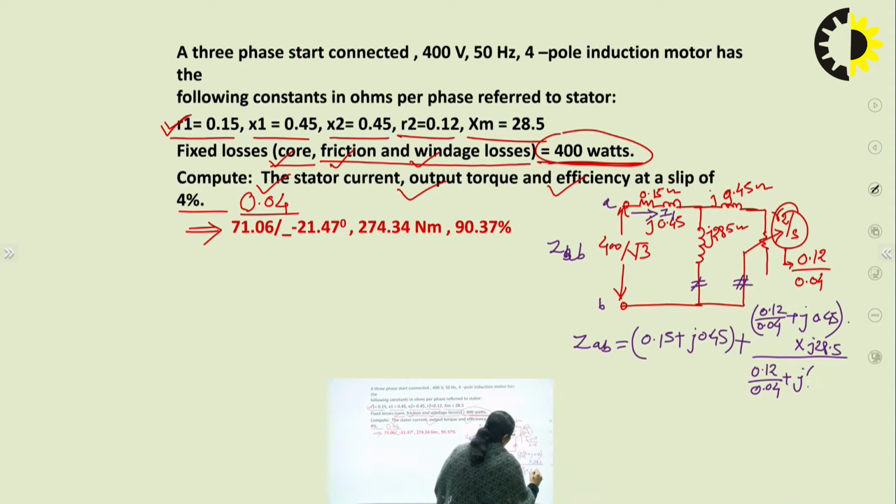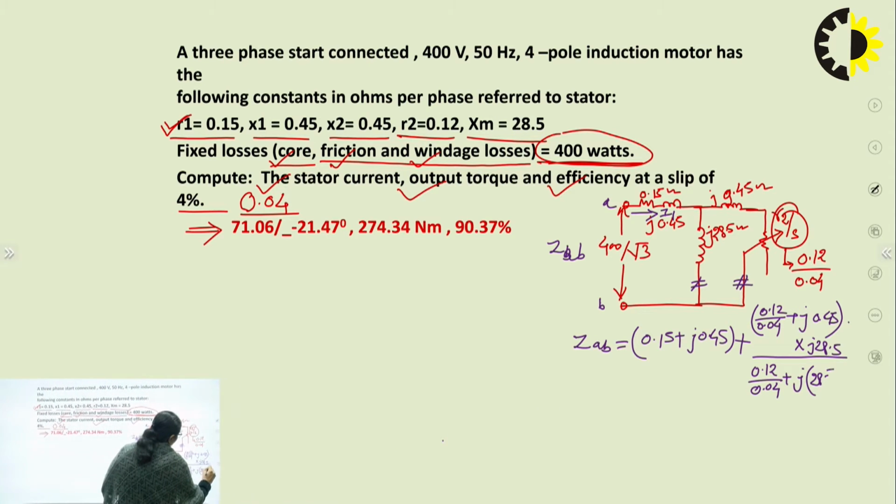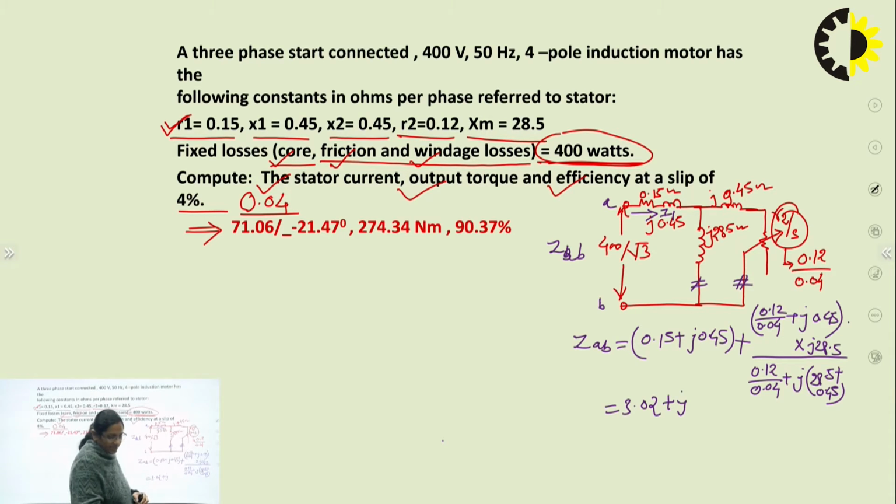So it would be 28.5 plus 0.45, right? So this is the equivalent impedance, and solving this, it comes out to be 3.02 plus J1.188, this much ohms, right?